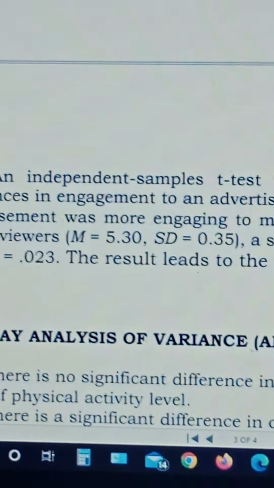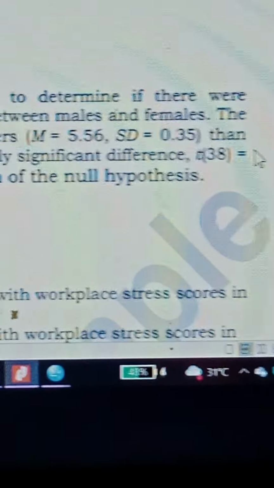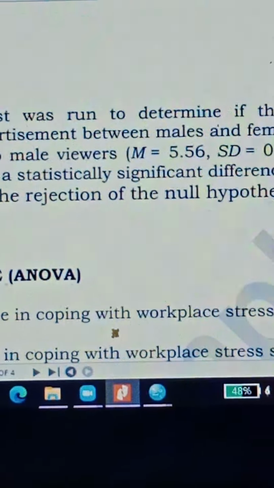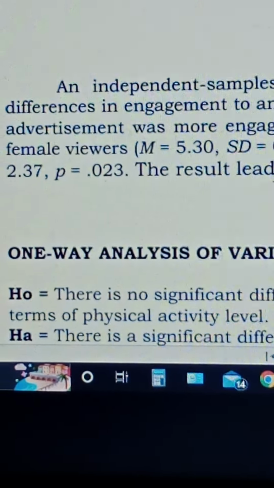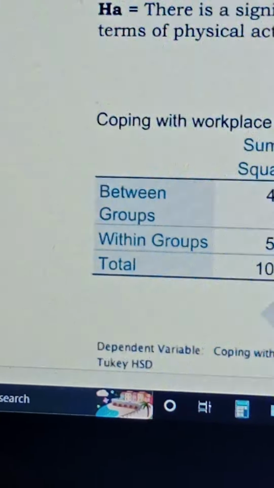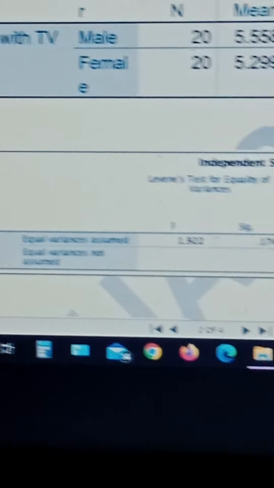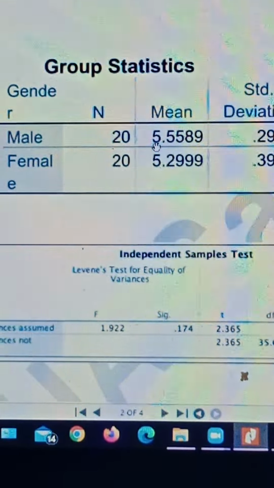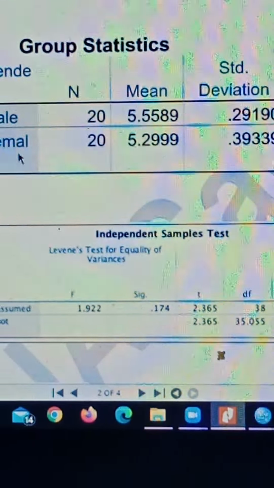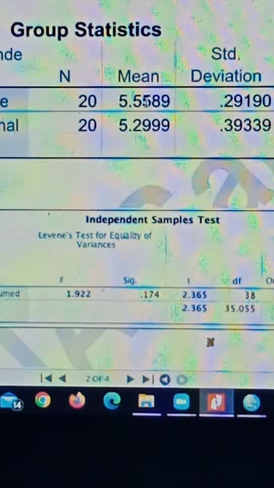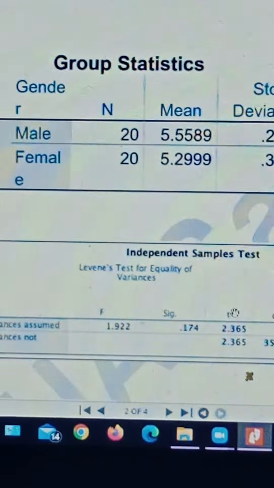An independent samples t-test was run to determine if there were significant differences in engagement to an advertisement between males and females. The advertisement was more engaging to male viewers. How did I know that? By looking at this table right here, the mean. The bigger mean is for the males, and the lower one, which is 5.2999, is for the females. It means that the males have more engagement than the females because they have a higher mean. So I can report that also here in the report.